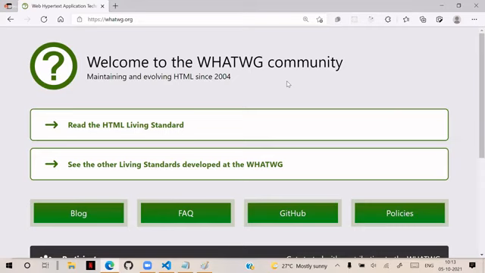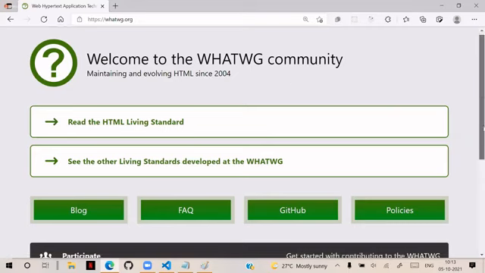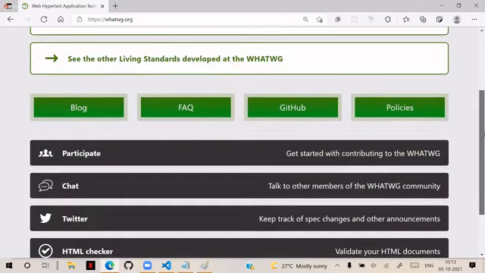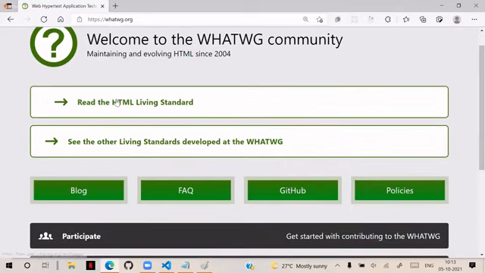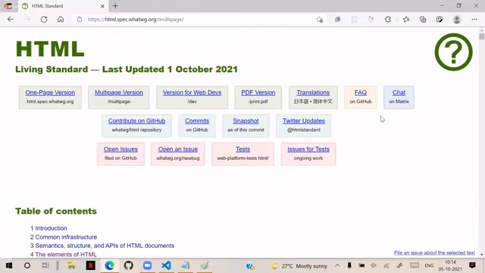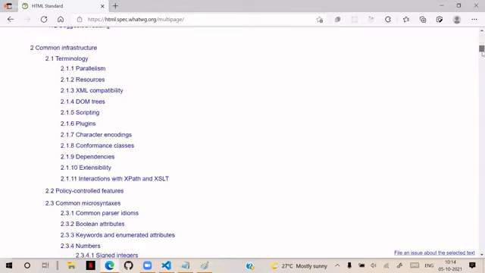Here you will get all the information about HTML. You see, read the HTML Living Standard. You will get all the information here, everything about HTML.